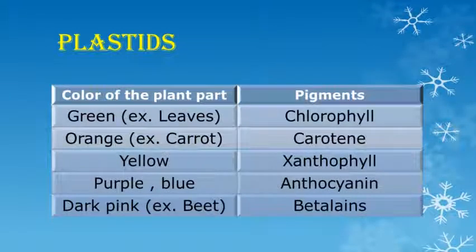Now next, here one table is given to us in which the color of the plant part and the pigments are given. So let's see. The green color of leaves is due to chlorophyll pigment, and the orange color of a carrot or any fruit is due to what? Due to the carotene pigment. And yellow color is due to xanthophyll pigment, and purple and blue color is due to anthocyanin. And the dark pink color of beetroot is due to the pigment betalains.